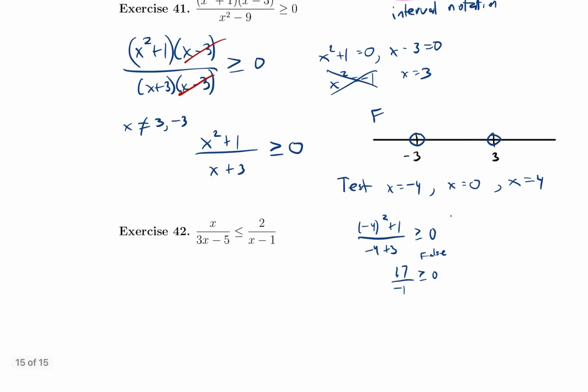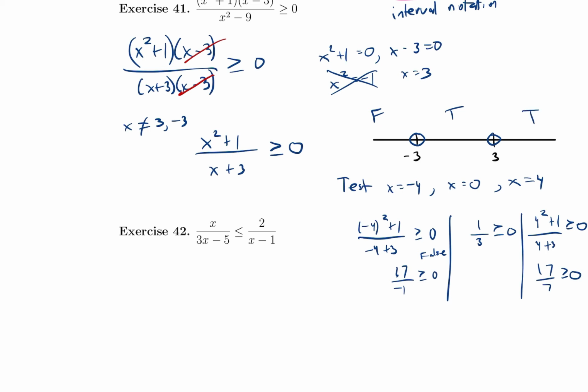If you plug in 0, you're going to end up with 1 over 3. That is true. And if you plug in 4, you should get 4 squared plus 1 over 4 plus 3, which is 17 over 7, and that is true. So that tells you your solution set is going to be these two intervals.